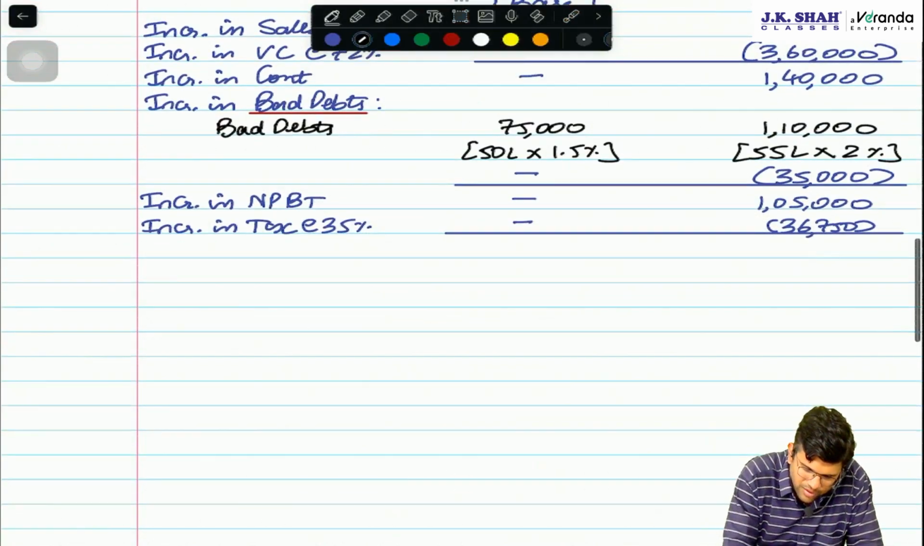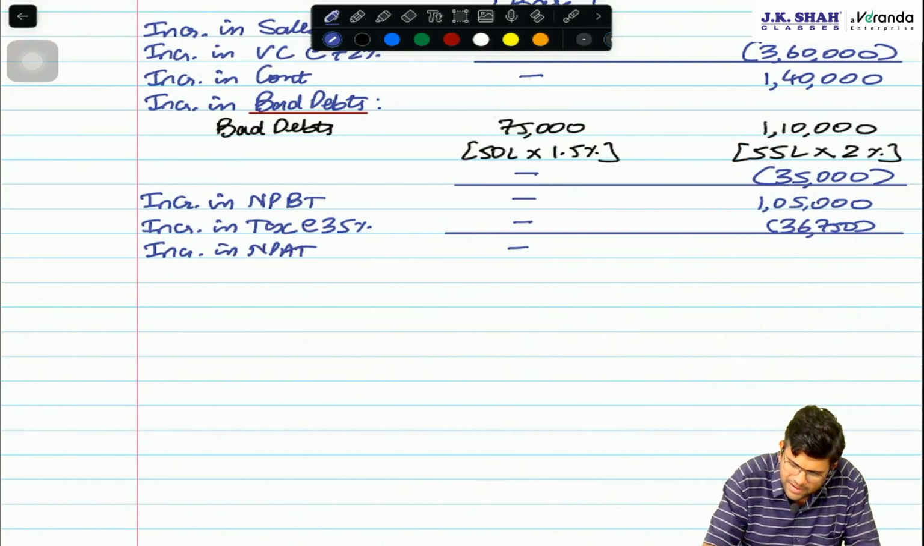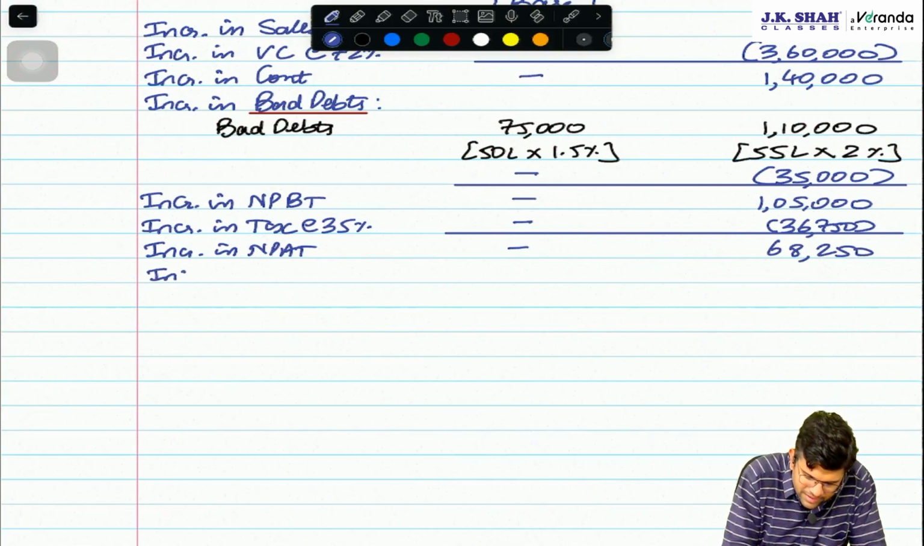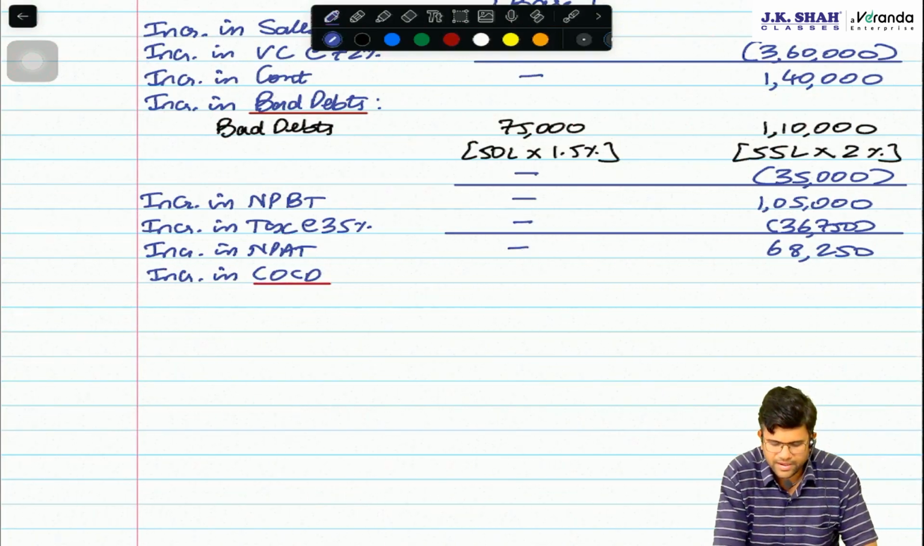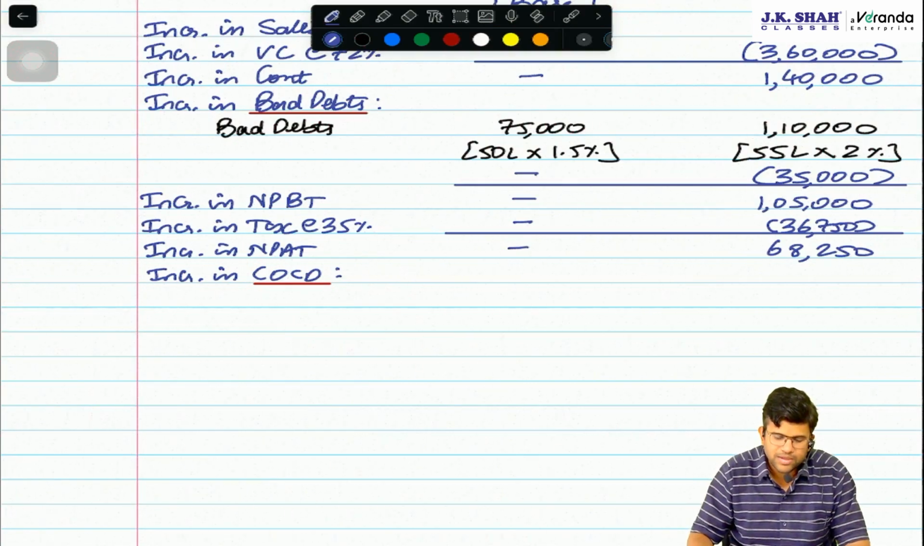So we will now get increase in NPAT. Okay, increase in NPAT. So this will be 1,05,000 minus 36,750, and that comes to 68,250. Now last student, COCD. So I'll write here increase in COCD. I will now tell you this is the second area where you have to be very careful. Students, again, please do as I say.